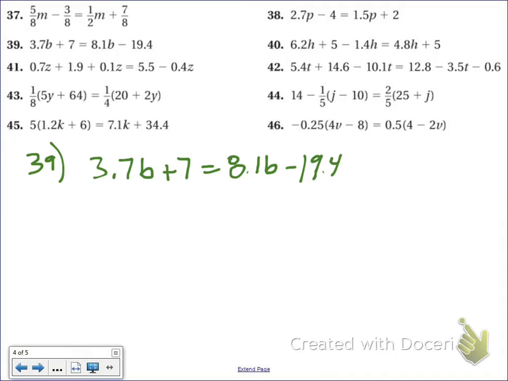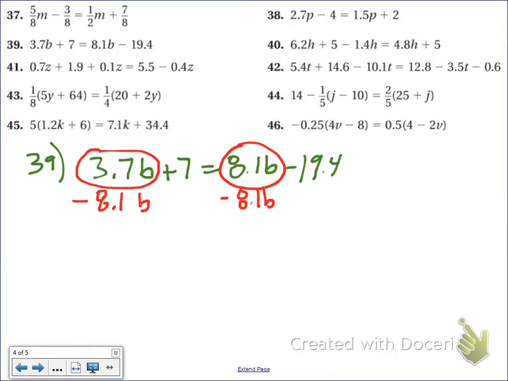So let's circle my like terms. I have 3.7b and 8.1b. And I always like moving my variables to the left. And because they're on different sides, I need to do the opposite of 8.1b, which is subtract 8.1b from both sides. Now, 3.7b minus 8.1b, they're different signs, so obviously I subtract.